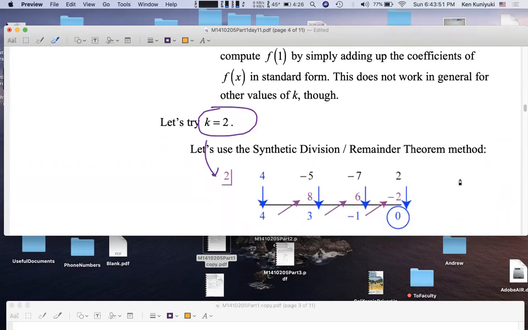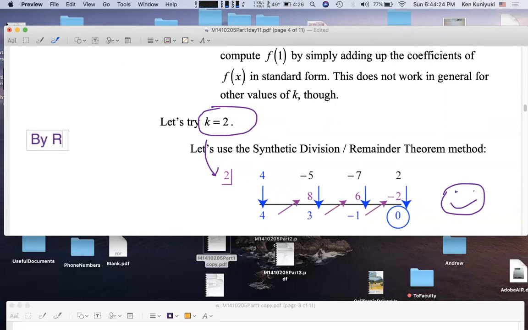All right, here we go. Bring down the 4. Multiply by k, or 2, we get 8. Add down, negative 5 and 8, we get 3. Think Vegas. If you lose 5 and win 8, you're still up 3. 3 times 2 is 6. Add negative 7 and 6 is negative 1. Multiply by 2, we get negative 2. 2 and negative 2, hey, we get 0. Sometimes I put a smiley face in there inside the 0. Why are we smiling? Because, well, here's why.